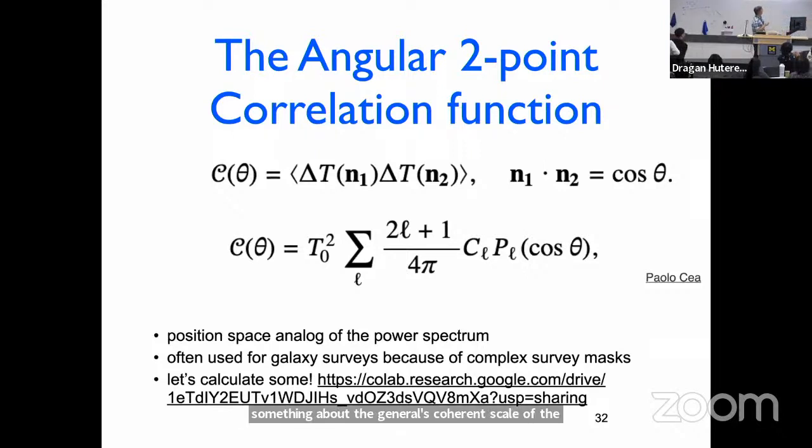And so n1 and n2 are just 2 different spots in the sky. You can take their dot product, and that gives you some angle. So you can then do this as a function of theta, where theta is the separation between these 2 points on the sky. And if you calculate what this should be, it's basically (2L plus 1) over 4 pi times this weighted sum of your C_Ls.